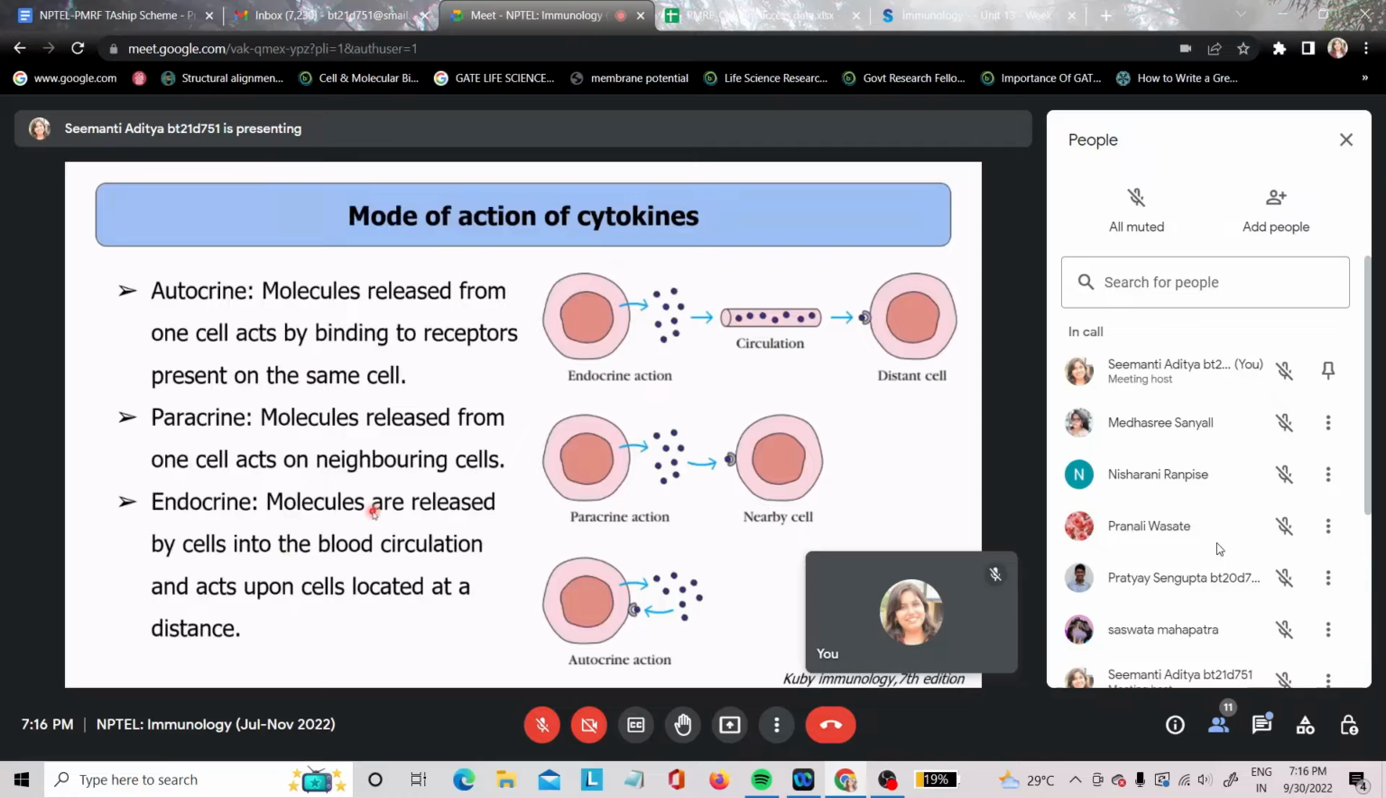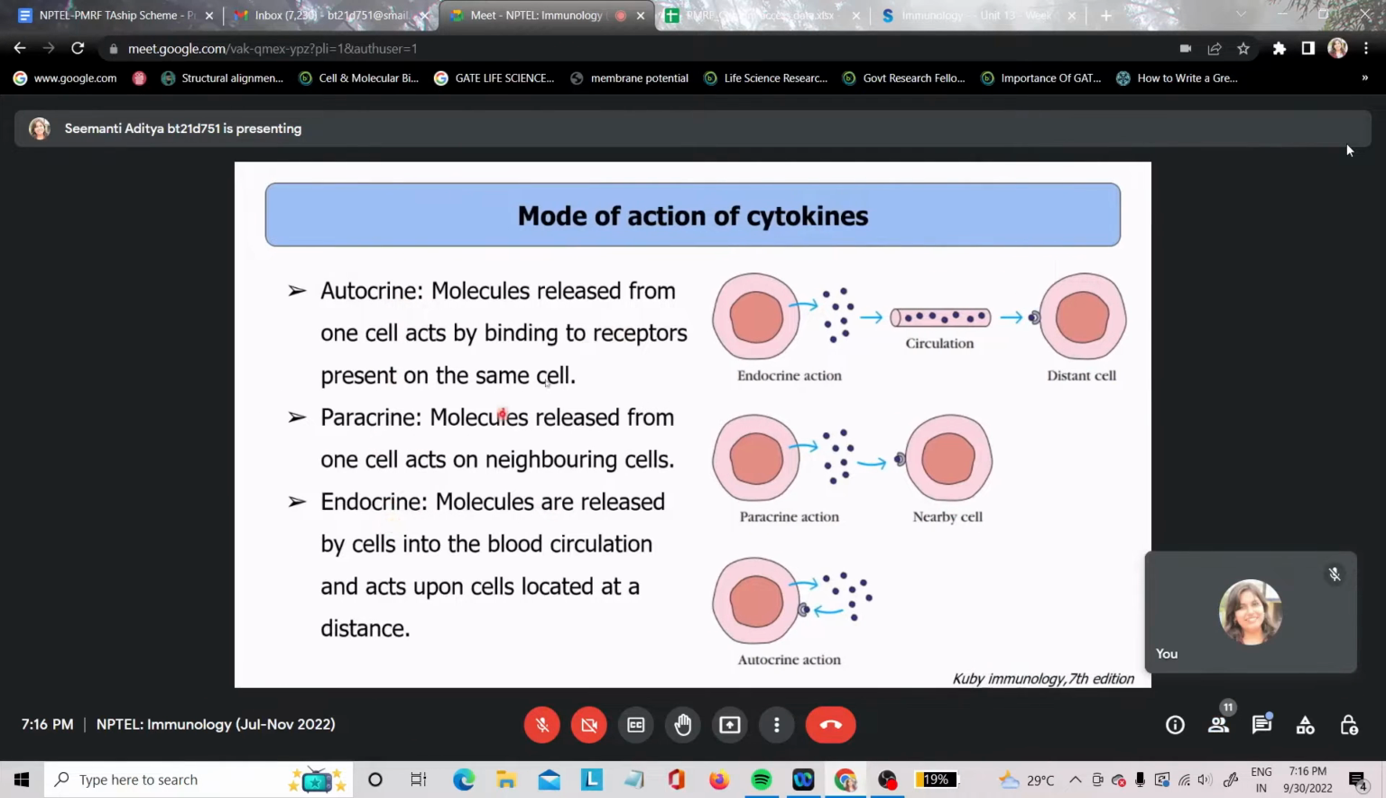How do cytokines act, and what is the mode of action of different cytokines? There can be three modes of action: autocrine, paracrine, and endocrine. What do you mean by autocrine mode of action? Here you can see, cytokines which are released from one cell will go and bind to the cytokine receptors which are present on the same cell, and therefore signal the same cell to go on for different functions. This type of signaling is known as autocrine signaling.